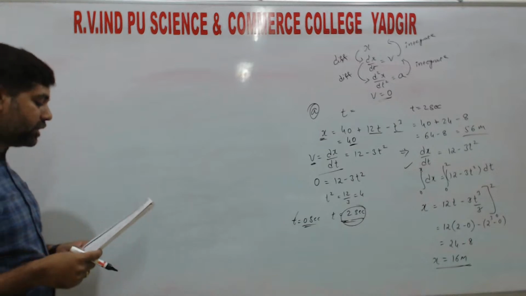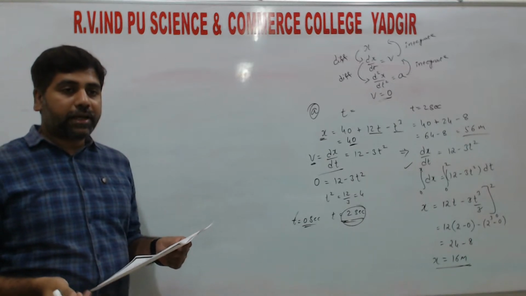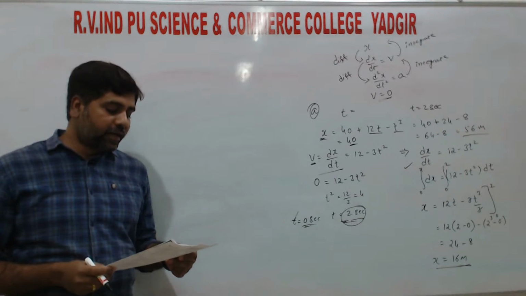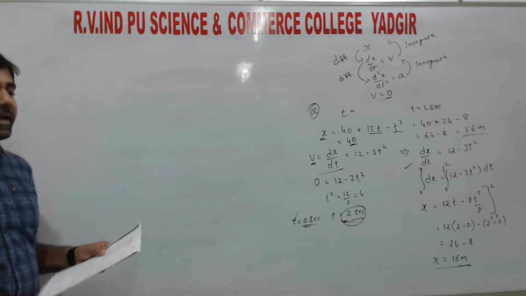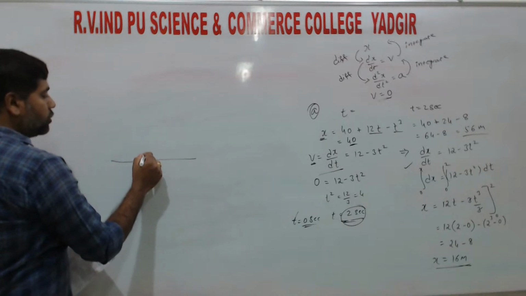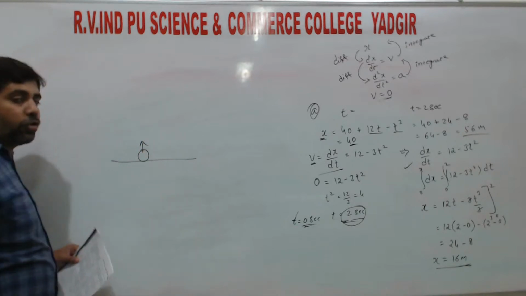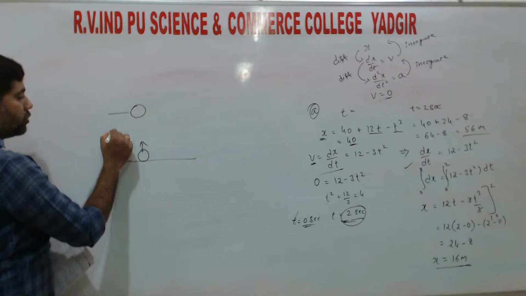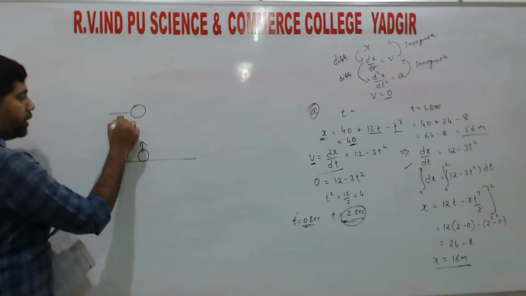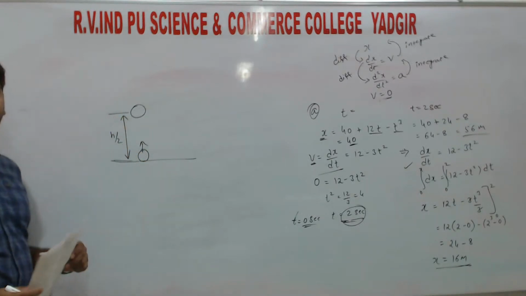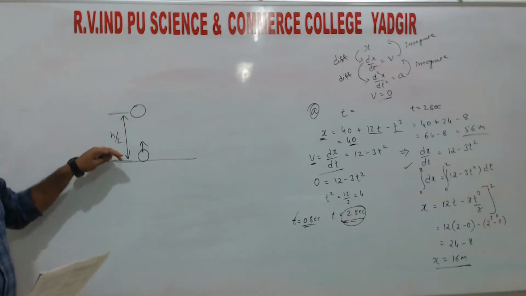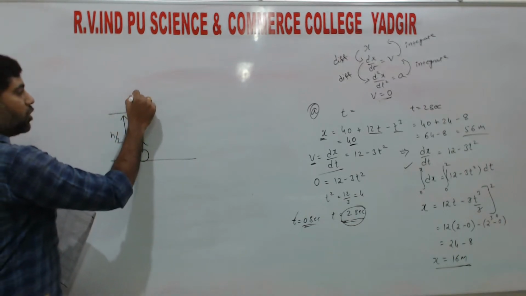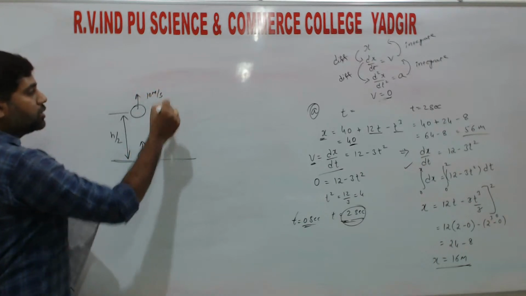In the question they are saying a ball is thrown vertically upward. It has a speed of 10 meter per second when it reaches half of its maximum height, right? So this is the ground. From the ground one ball is projected upwards. When it reaches the half height, right? Half height means h by 2. So if we take the total height as h, half height is h by 2. So when it reaches one half of its maximum height, its velocity becomes 10 meter per second.